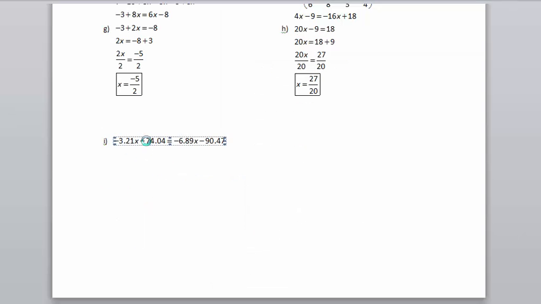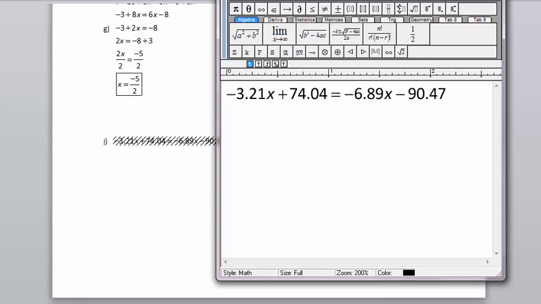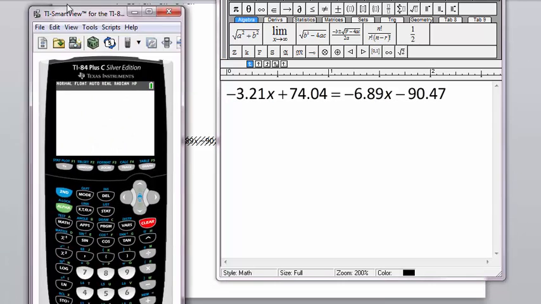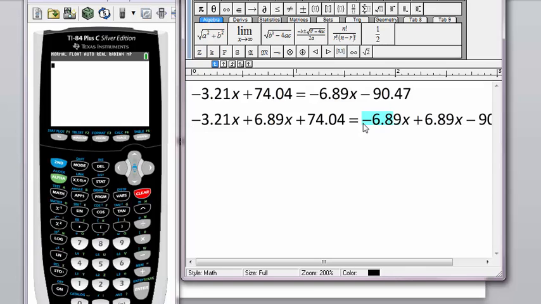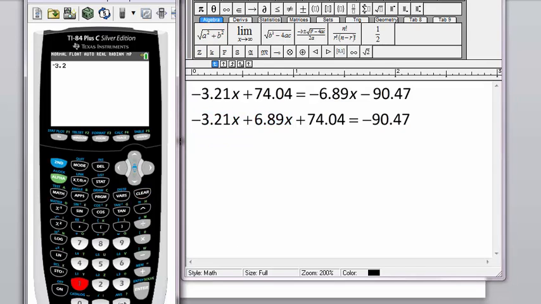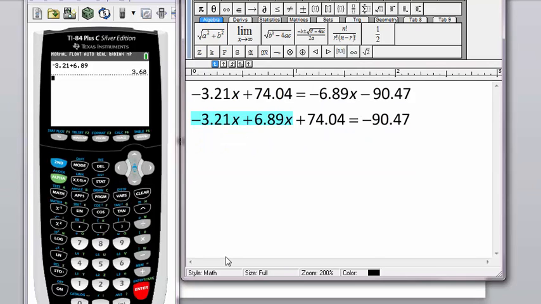The last example of this type has decimal values, so I'm going to grab a calculator to work on those. The smaller value of x is the negative 6.89, so we're going to add 6.89x to both sides of the equation. Let's make a little bit more space by adding those two to 0x on the right-hand side. And let's add these over here and figure out how many x we have on the left. So I have negative 3.21 plus 6.89. We're going to end up with 3.68x.